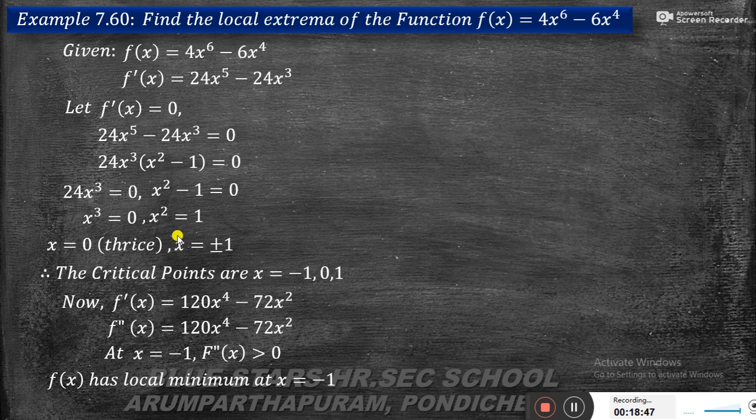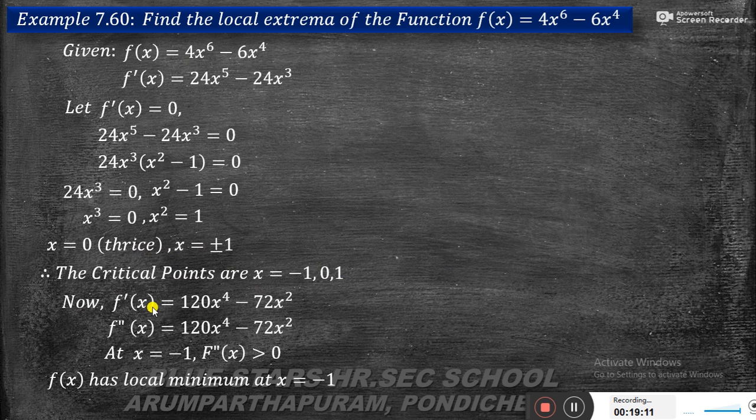And next, taking the square root on the right hand side, the square root of 1 is plus or minus 1, therefore x equals plus or minus 1. Therefore the critical points are minus 1, 0 and plus 1.